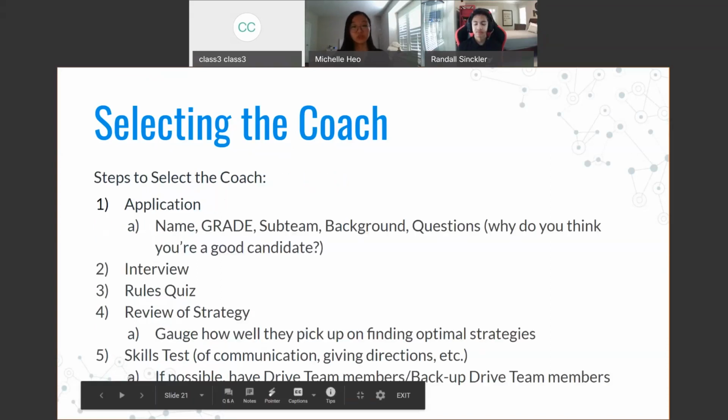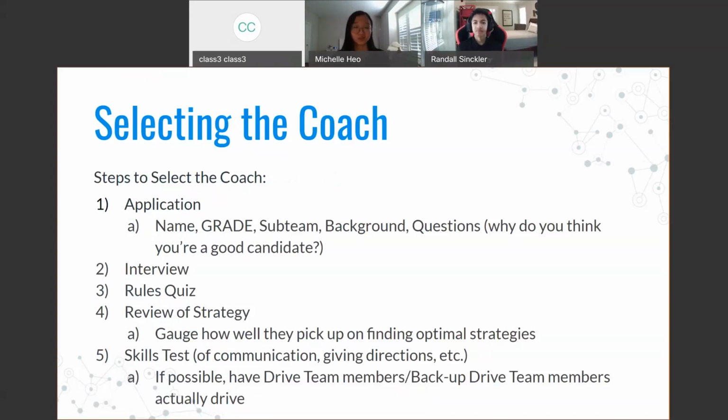The first thing you want to do is start with an application. It's important to realize that the bigger the pool, the better. The more options you have, the more you can see the differences between each candidate.